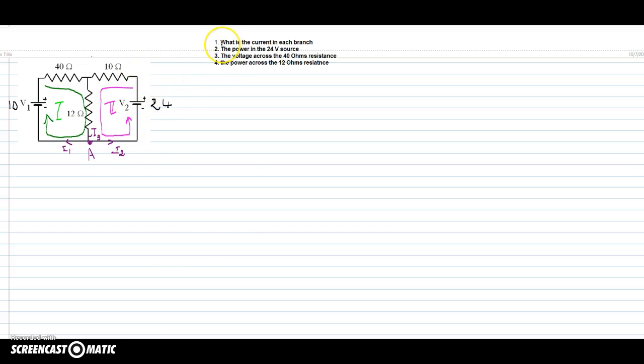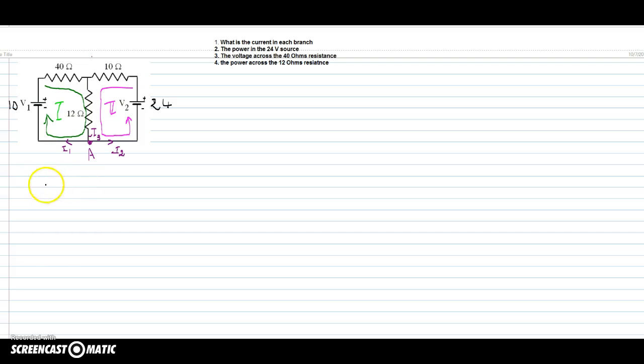So here I have chosen a few points. Question 1, what is the current in each branch? Number 2, the power in the 24 volt here. What is the power delivered by this source? And then the voltage across the 40, the voltage here, and the power across the 12.